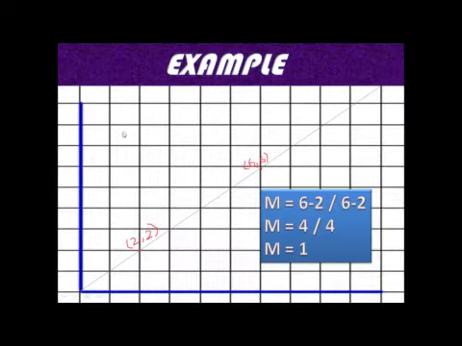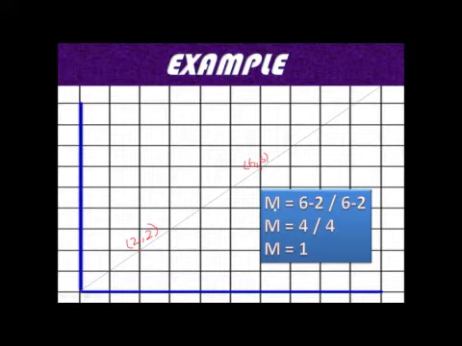Okay, so for example, when you have the point A (2, 2) and the point B (6, 6). Now 2 is the x coordinate and another 2 is the y coordinate. And same for the point B, the x coordinate is 6 and the y coordinate is also 6. I've taken these 2 points having the same x and y coordinates so that you can understand easily.